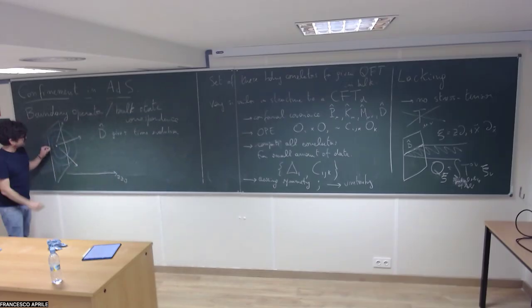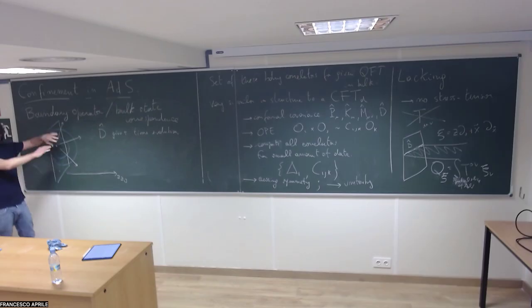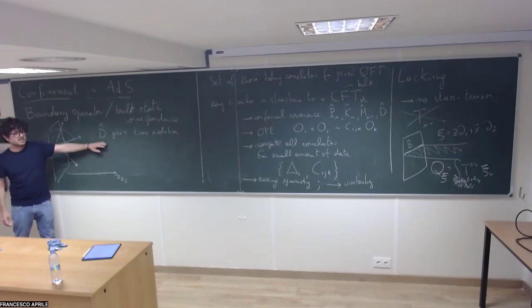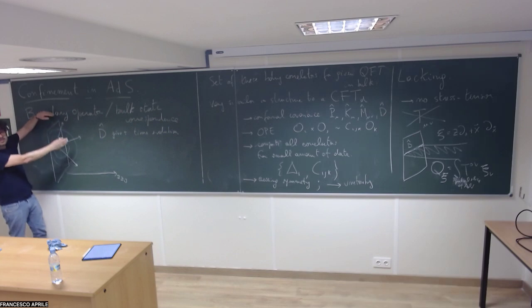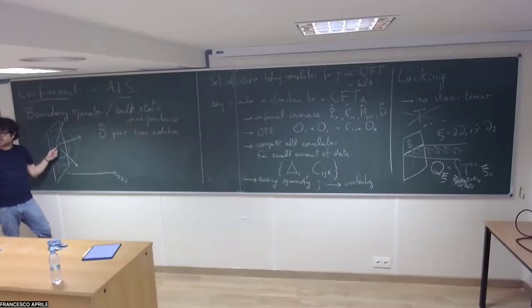And it's kind of clear that I can prepare a state by inserting an operator at the boundary, right? I can prepare a state in the bulk here by inserting an operator. But thanks to this symmetry, it's also true vice versa: if I prepare a state on one of these slices, then I can evolve it back with my dilatation operator until it becomes just a point at the boundary.